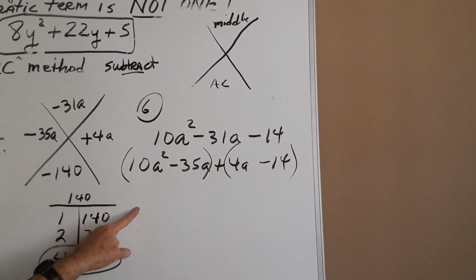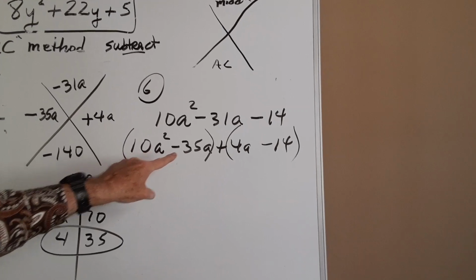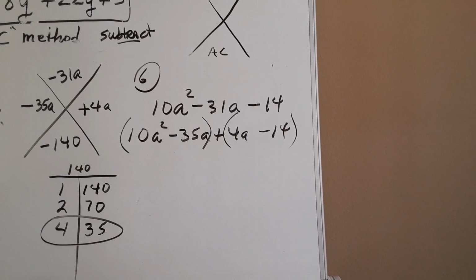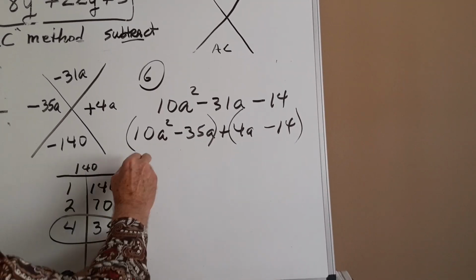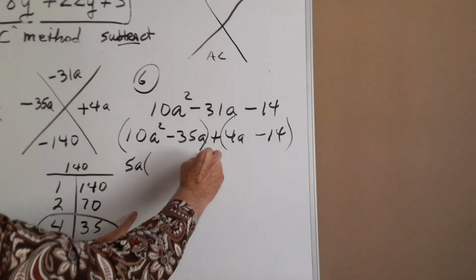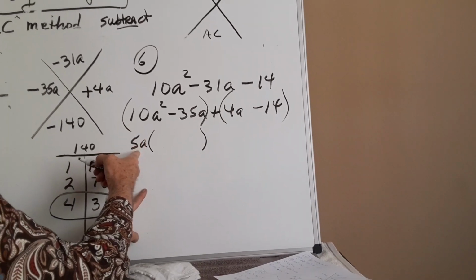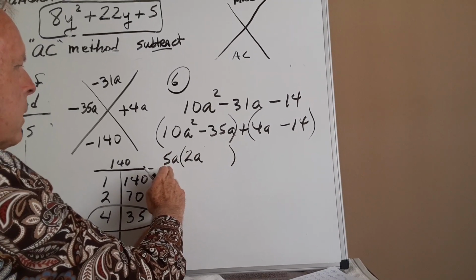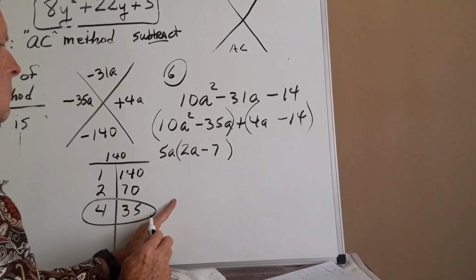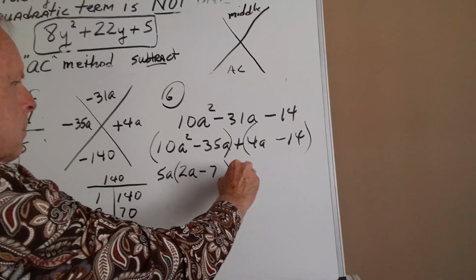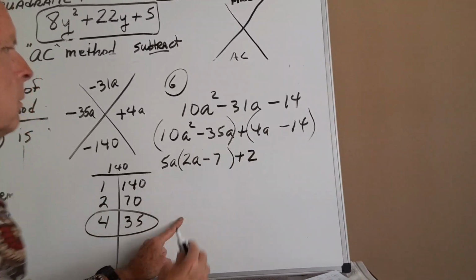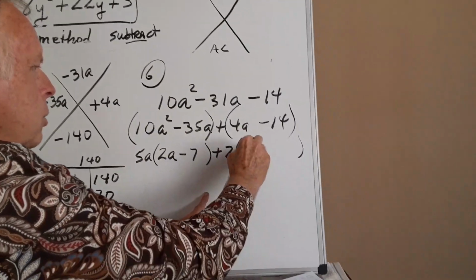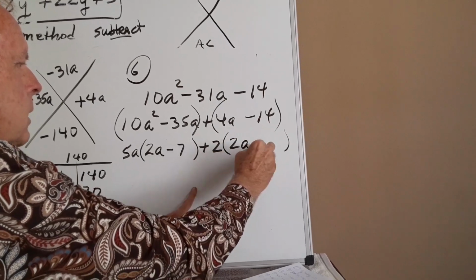Tuck. Pull out the GCF. Both 10 and 35, no, they don't both have a 10, but they both got a 5, along with an a. 10a squared divided by 5a. Negative 35a divided by positive 5a. Pull out a positive 2. 4 and 14 have a 2. That's it. 4a divided by 2. Negative 14 divided by 2.